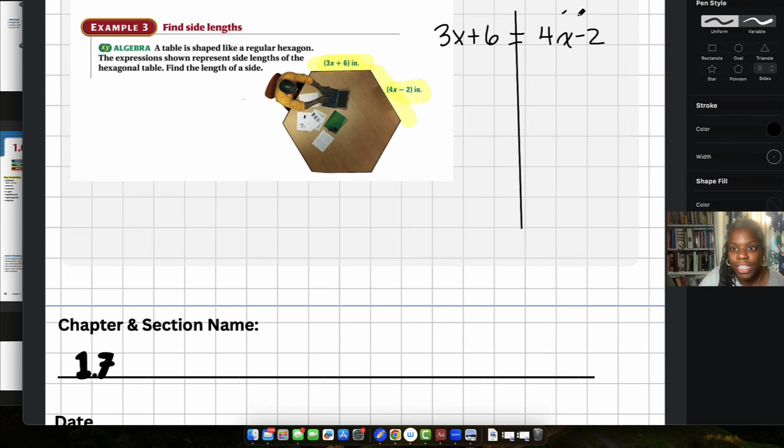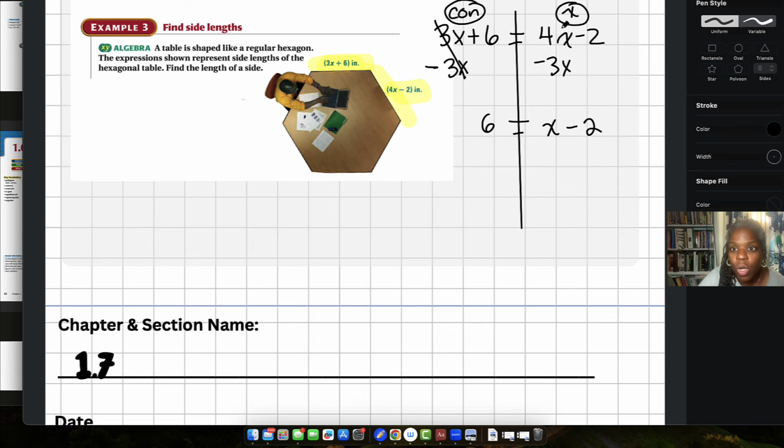I'm going to choose my x terms to be on this side and my constant terms to be over here. I do not want anything but constant terms here. That means that 3x must go. When I move things from one side to another, they always change signs. So on this left side, I'm left with 6. 4x - 3x is x, and I'm left with a minus 2.